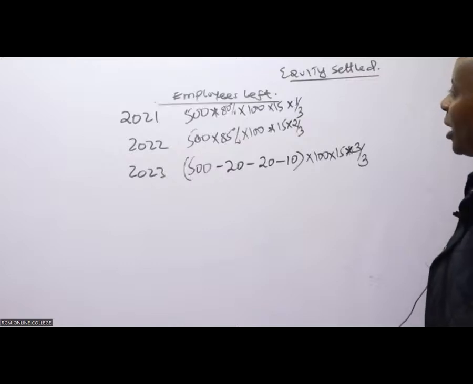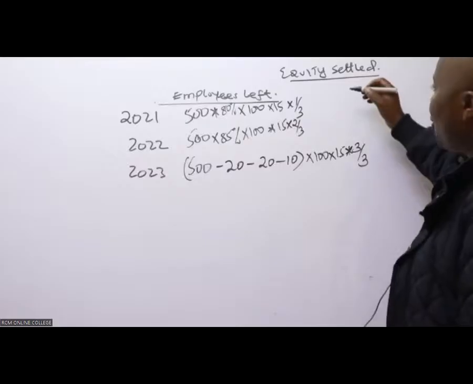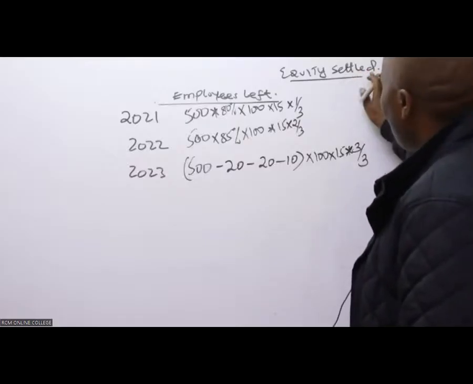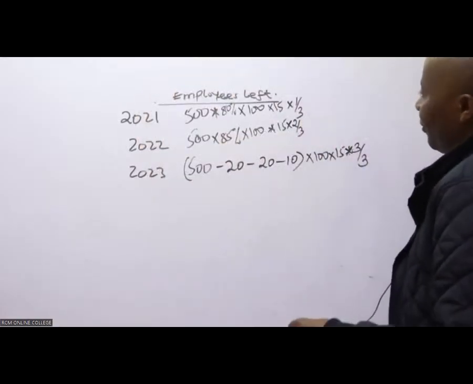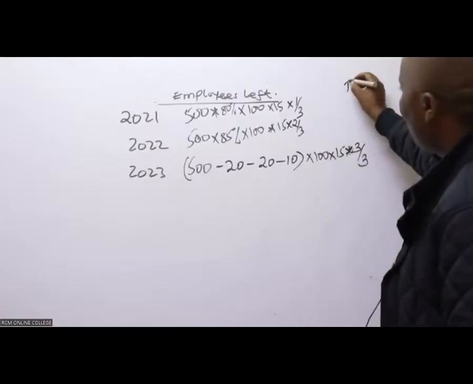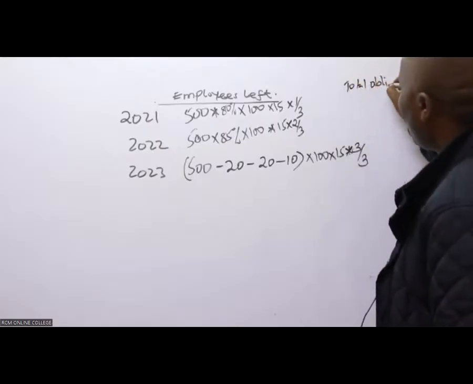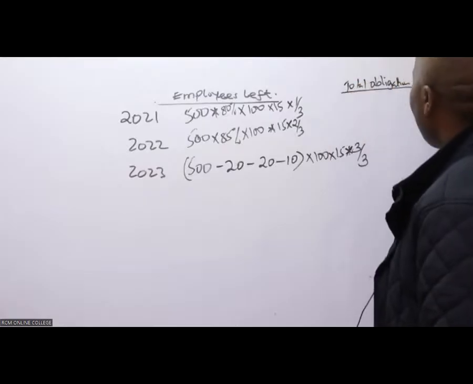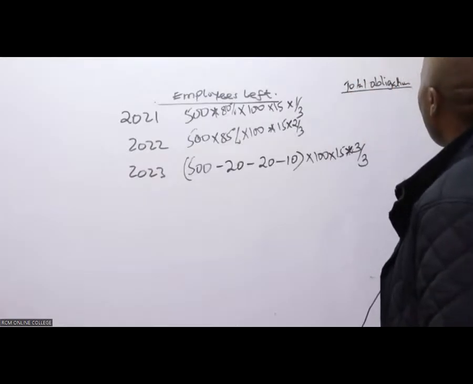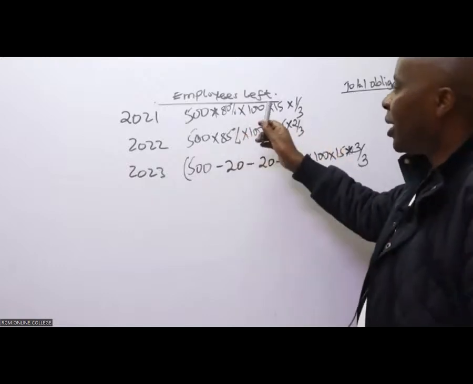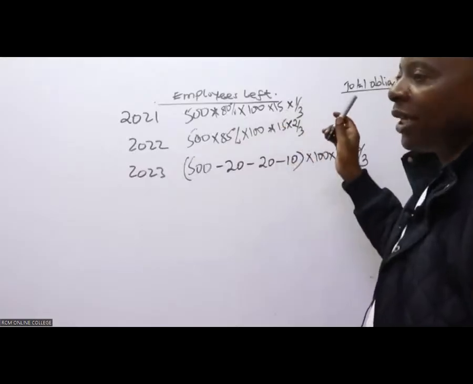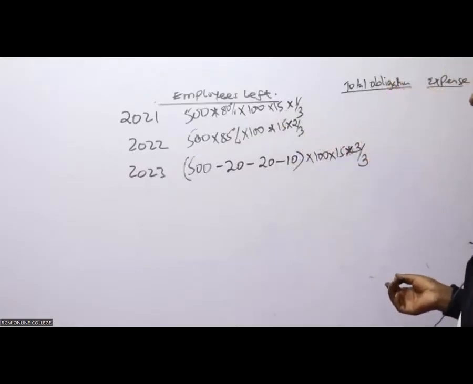So could you kindly give me this total obligation? Is there anybody who is able to give me the total obligation? Give me the total obligation, and then you shall give me a column for expense. So you take 500 times 0.8 times 100 times 15 times a third, or divided by 3.